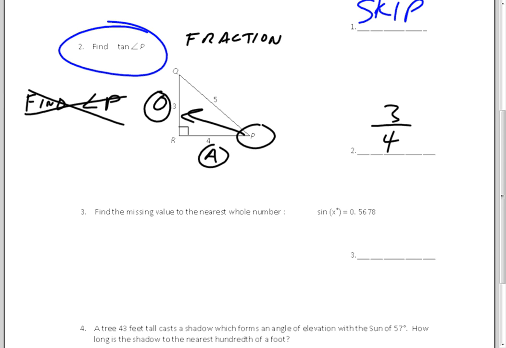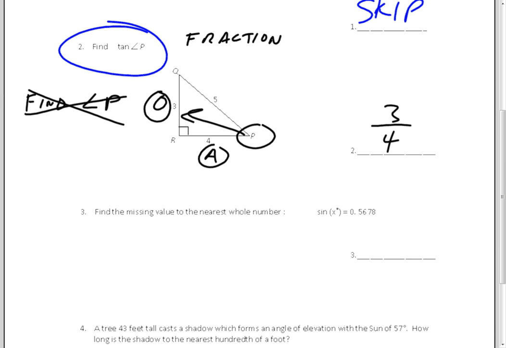Because you have to find the tangent of the angle. We did. It's 3/4. I'm not asking you for the angle. I don't care what the angle is, I just want to know what the tangent is. The tangent is a fraction. There's the fraction.